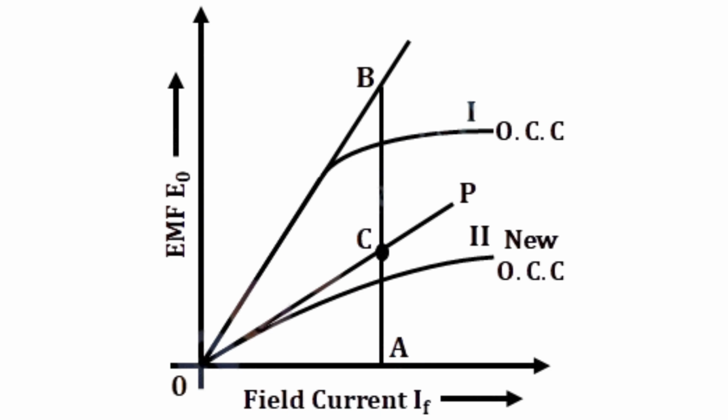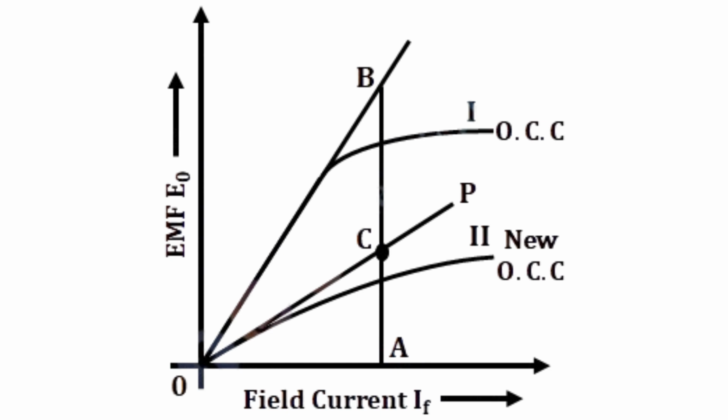To do this, we draw another open circuit characteristic curve, this time at the critical speed we want to find. We then draw a line OP that is tangent to this new curve. The magic happens when we draw an ordinate, let's call it line AB, intersecting our tangent OP at point C.